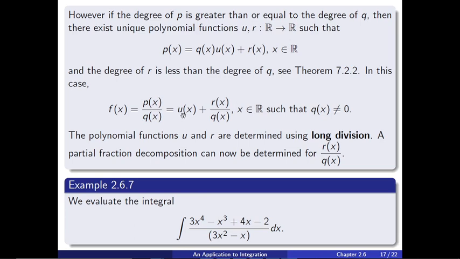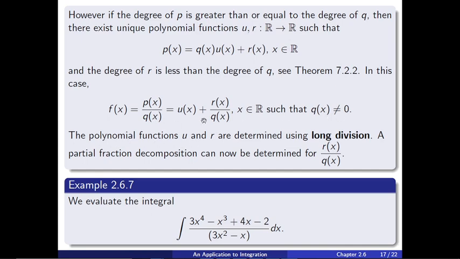And in this case, we can then write f of x, which is p of x over q of x, as u of x. So if we divide by q of x here, we can see that we will be left with u of x plus r of x over q of x, where x is a real number such that q of x is not equal to 0.